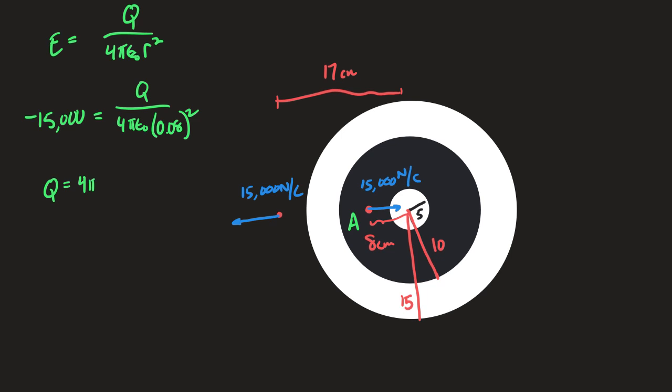So we'll get 4 pi times 8.85 times 10 to the negative 12th times 0.08 squared times negative 15,000. I have no idea what that is. 2.1 times 10 to the 16th? I don't know. Maybe negative 16th. Right? But I don't think so, because just looking at the powers of 10, I've got times 10 to the negative 12, times 10 to the negative 4, and times 10 to the 4th. So I'm thinking it's going to be like times 10 to the negative 12th, or near that.